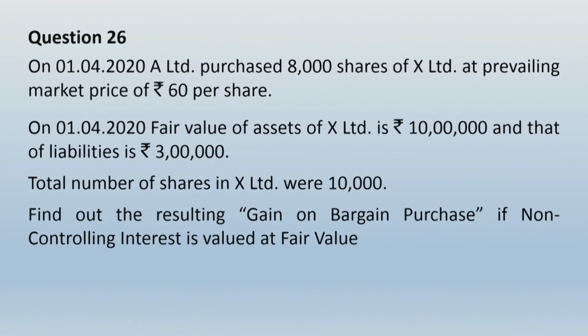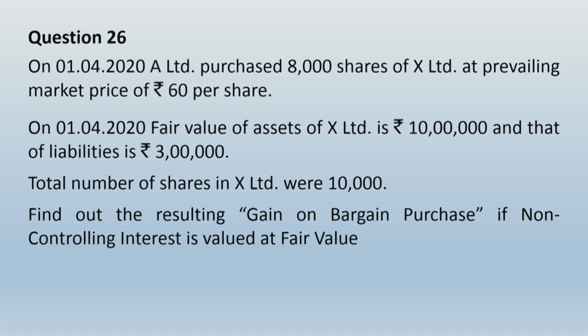On 1/4/2020, A Limited purchased 8,000 shares of X Limited at the prevailing market price of rupees 60 per share. On 1/4/2020, the fair value of assets of X Limited is rupees 10 lakhs and that of liabilities is rupees 3 lakhs. Total number of shares in X Limited were 10,000 shares. Find out the resulting gain on bargain purchase if non-controlling interest is valued at fair value.